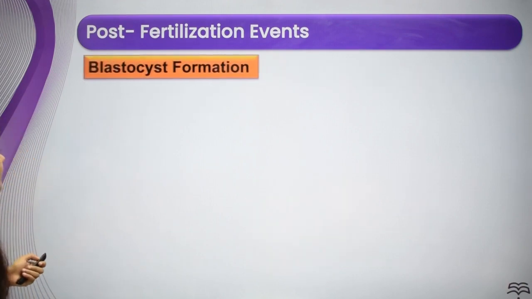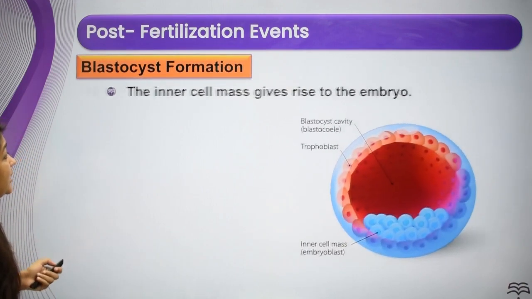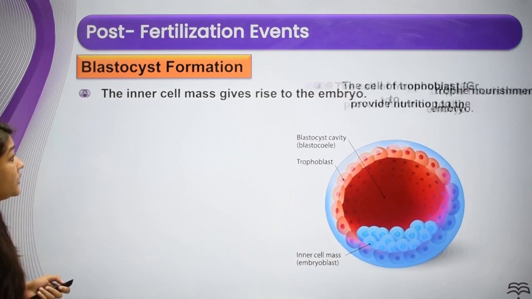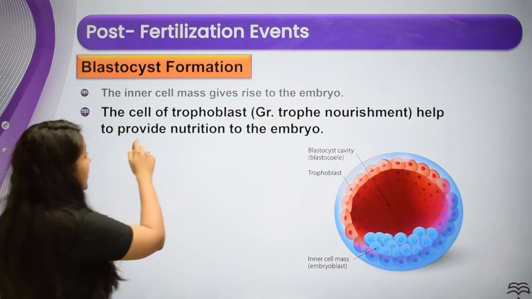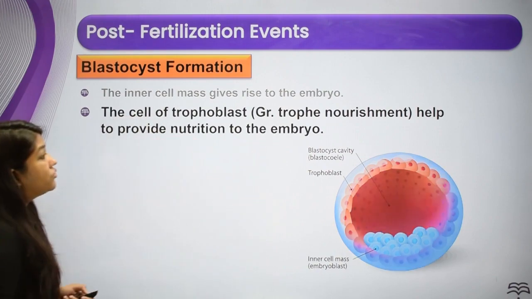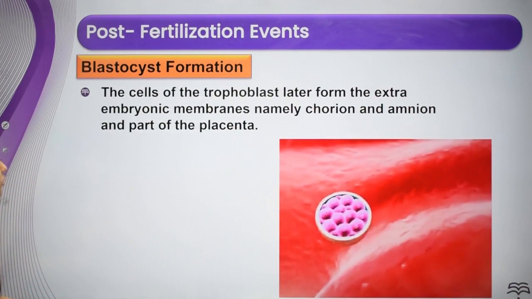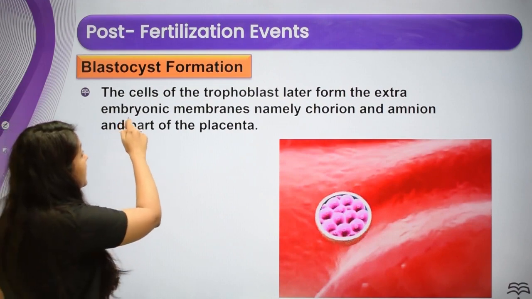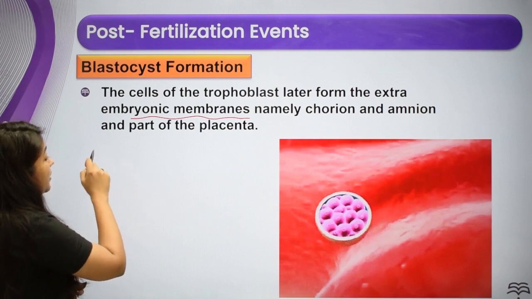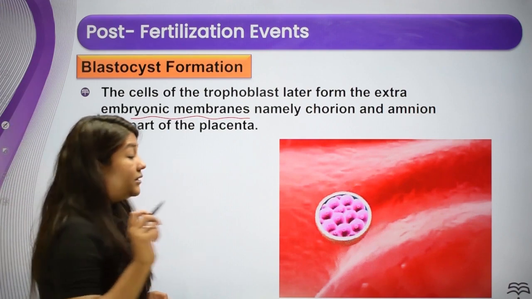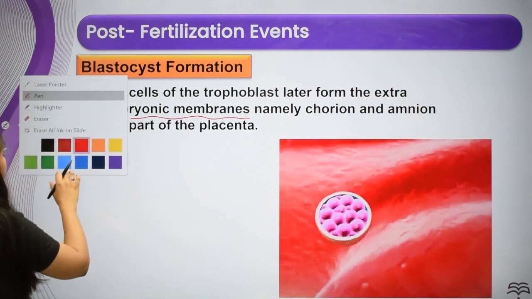All right. Blastocyst formation. So see, the inner cell mass gives rise to the embryo. The cells of the trophoblast are going to help to provide nutrition to the embryo. The cells of the trophoblast later form the extra embryonic membranes, namely the chorion and the amnion and part of the placenta. तो ये वाली चीज़ जो है वो बहुत important है.